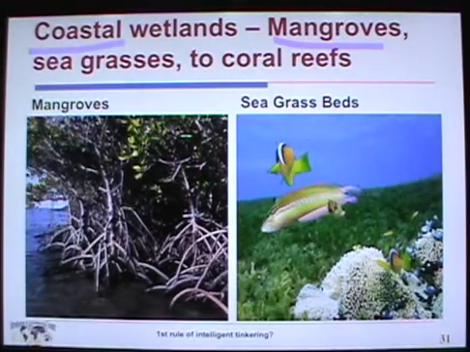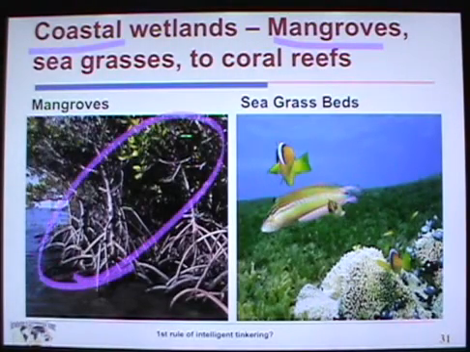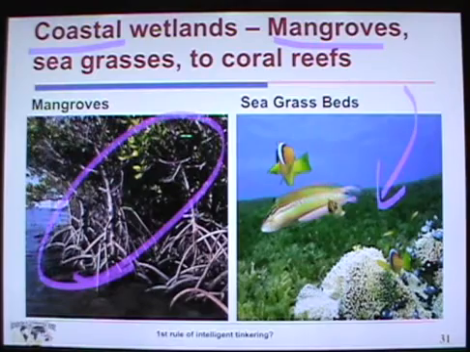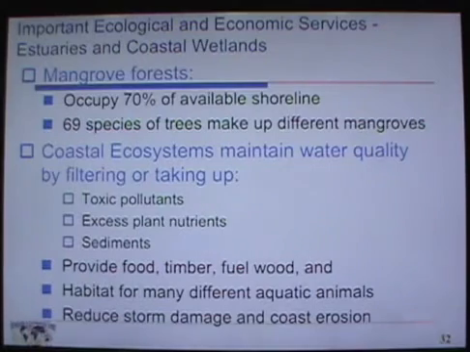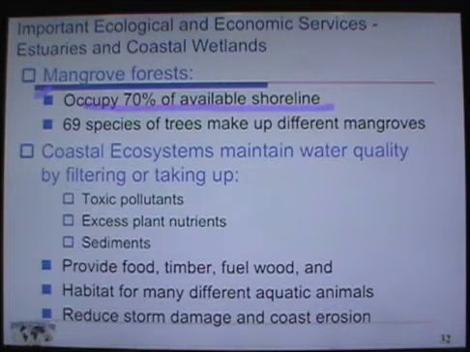Mangroves. Coastal wetlands. This is a mangrove forest here and some seagrass beds. Moving out to coral reefs. So, important economic services. Mangrove forests occupy 70% of the available shoreline. There are 69 different species of trees which make up these different mangroves. That's a lot of trees.